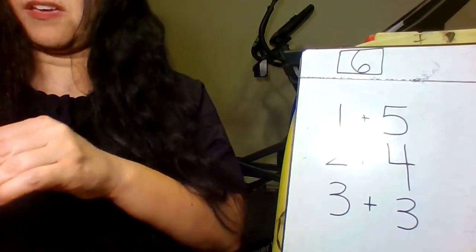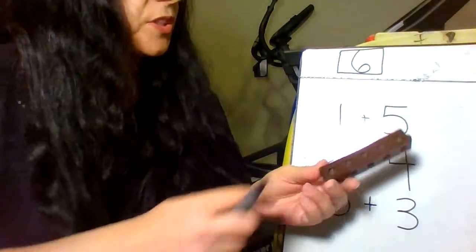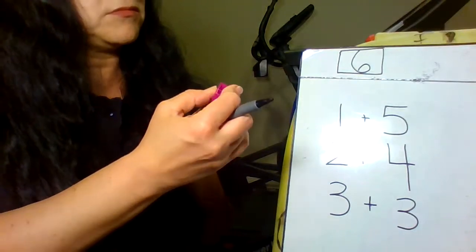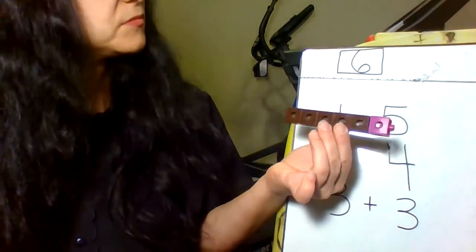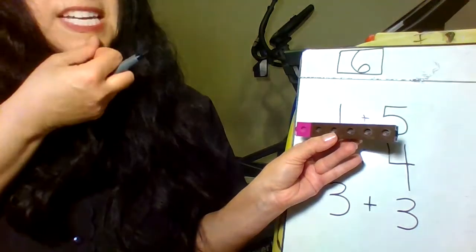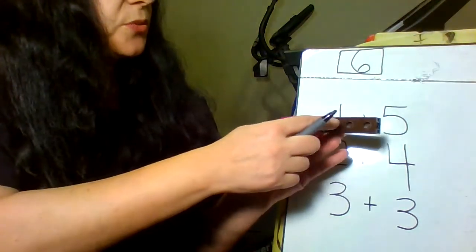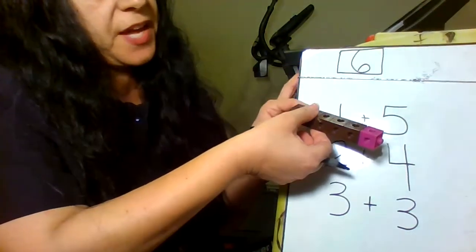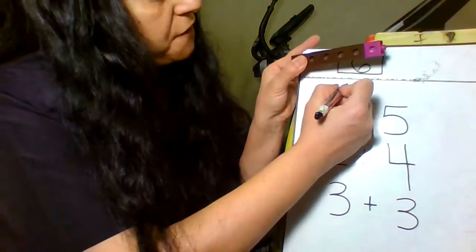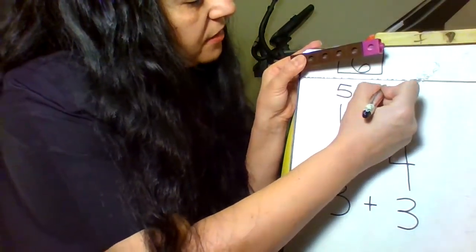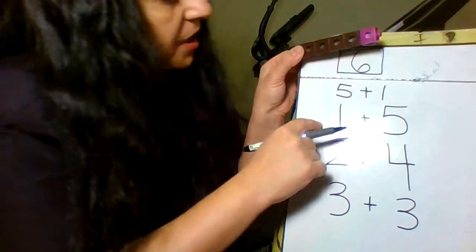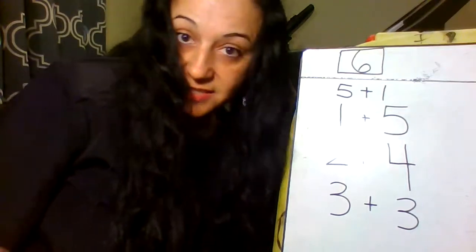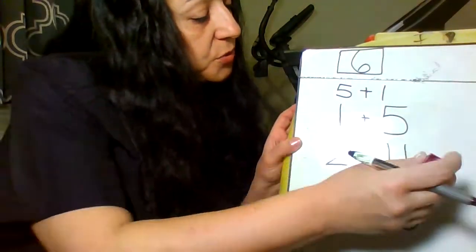I could make it the other way. With 5 brown ones, 1, 2, 3, 4, 5, and 1 purple one. It still makes 6. 1, 2, 3, 4, 5, 1. And it doesn't matter if I do it this way or if I flip it around that way. Because 5 and 1 is the same as 1 and 5. That just makes 6.